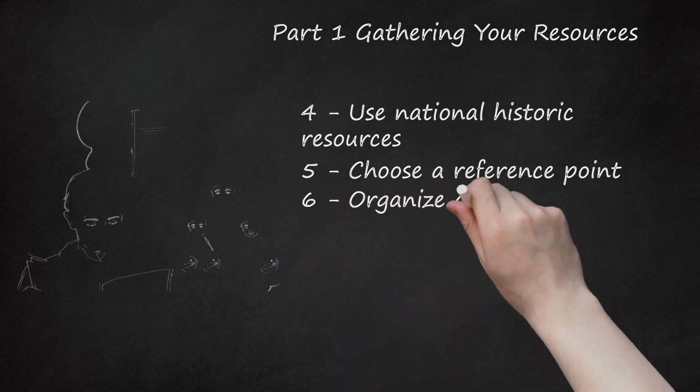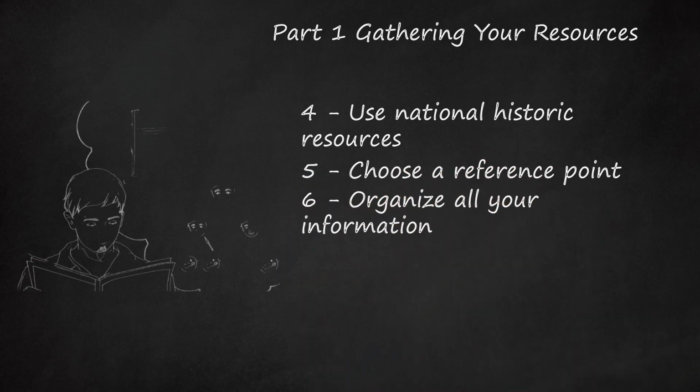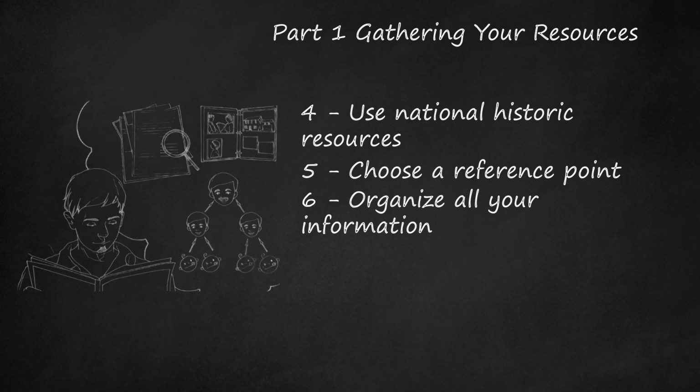6. Organize all your information. Gather all of the information you have found and begin to organize it so that you can easily find what you need. How you organize your information is up to you. You may want to organize all documents by generation, person, or site of your family after branching off from your reference point. You may want to even create a spreadsheet that lists all your family members so far.